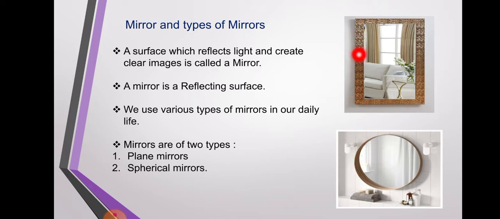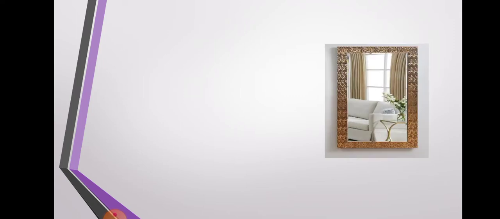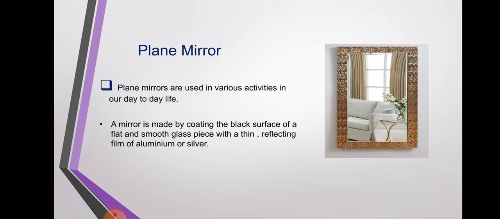You have to understand this by their shape also. Here you can see the plane surface, a plane reflecting surface, and here you can see the spherical shape mirror. So two types of mirrors are there, plane and spherical. First see what a plane mirror is. Plane mirrors are used in various activities in our day to day life. Yes, very true. What does this mirror consist of?